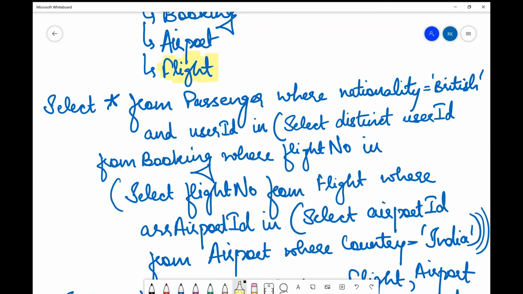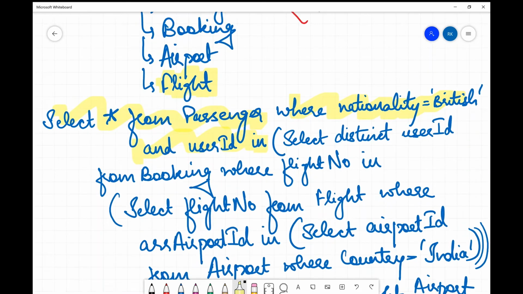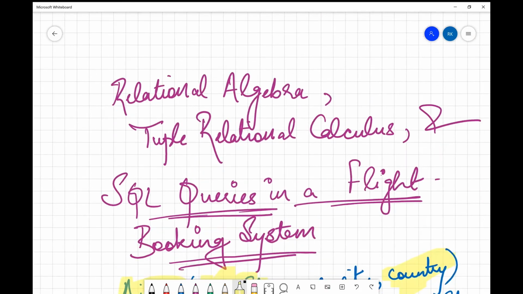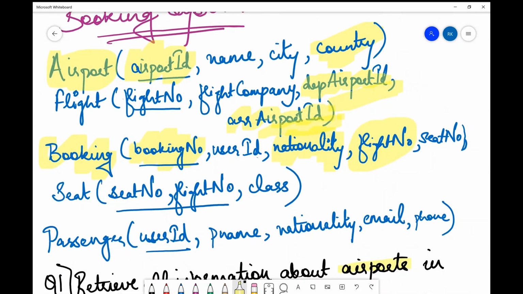The query is select star from passenger, since we need passenger information, where nationality equals British, since we are concerned about British passengers, and user ID in. Now the passenger table has the primary key user ID. So I say the user ID is present in some booking, because the user ID acts as a foreign key in the booking table.